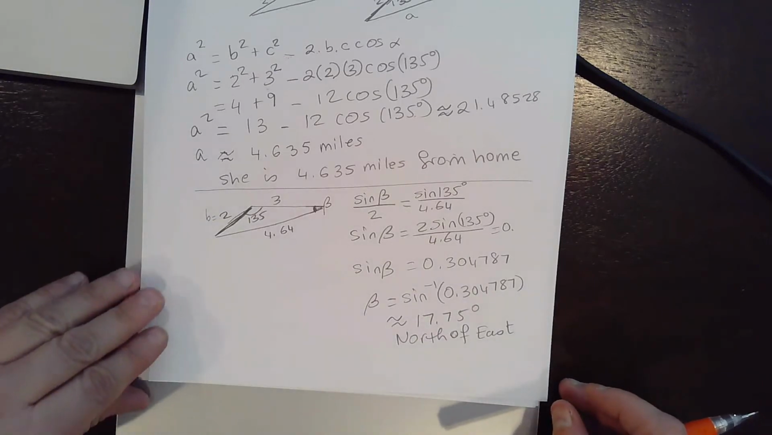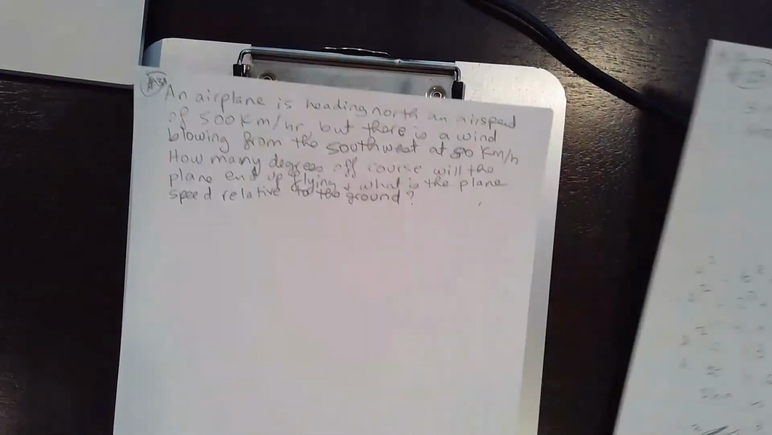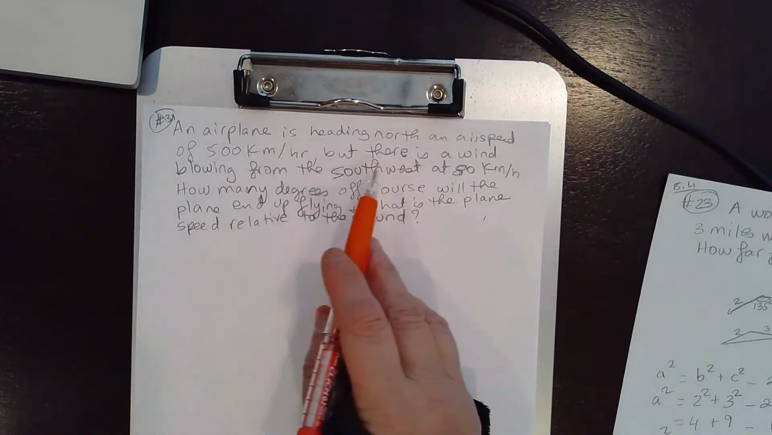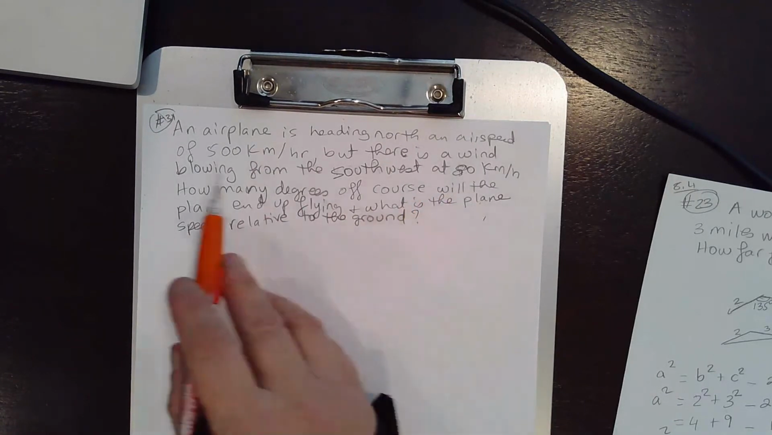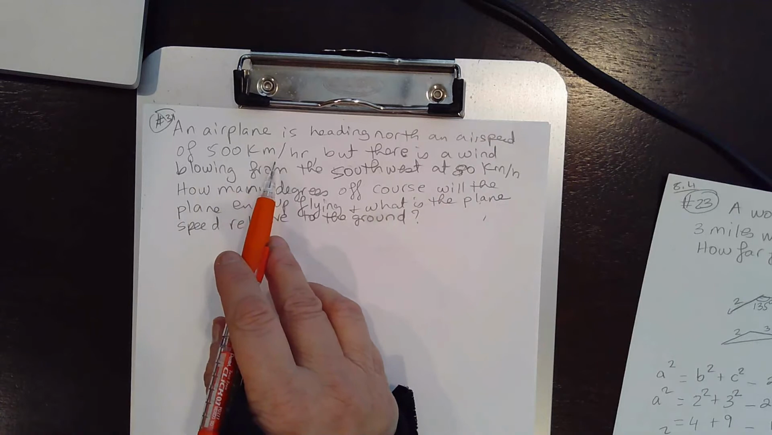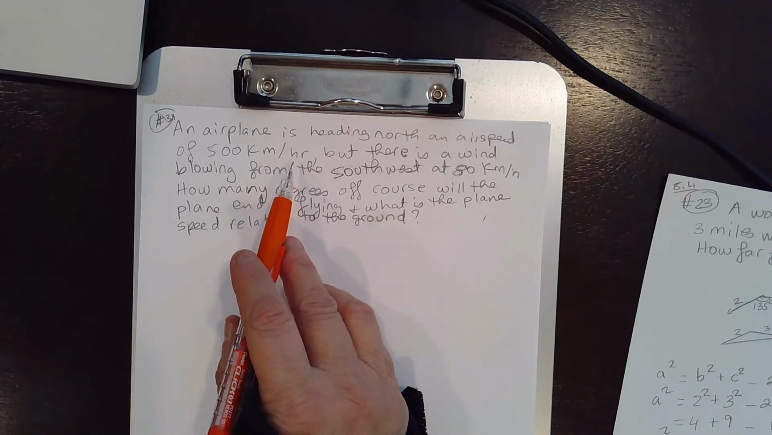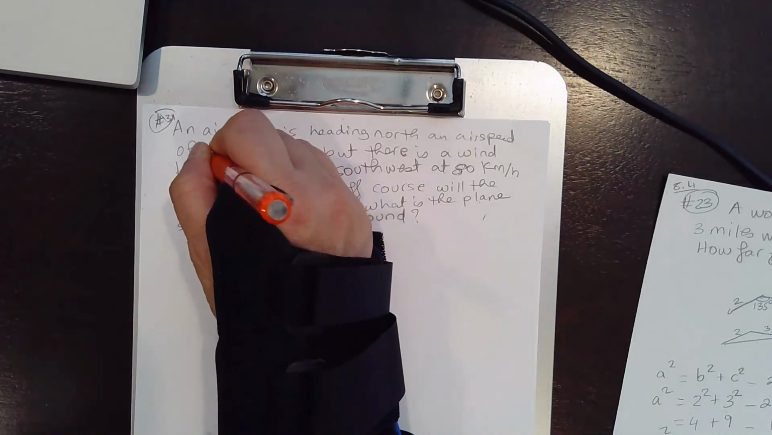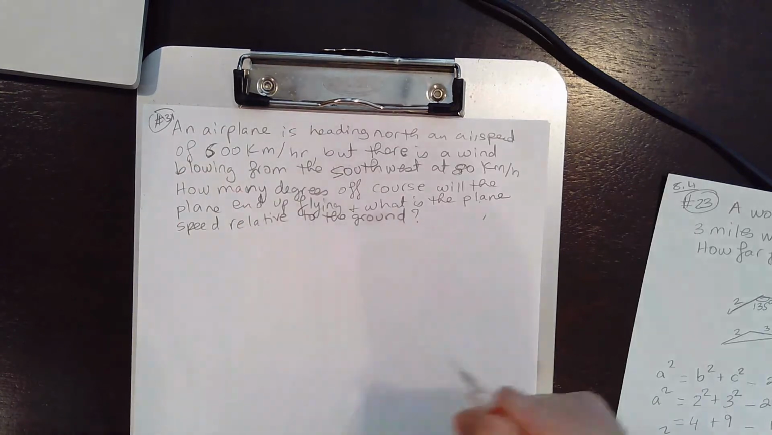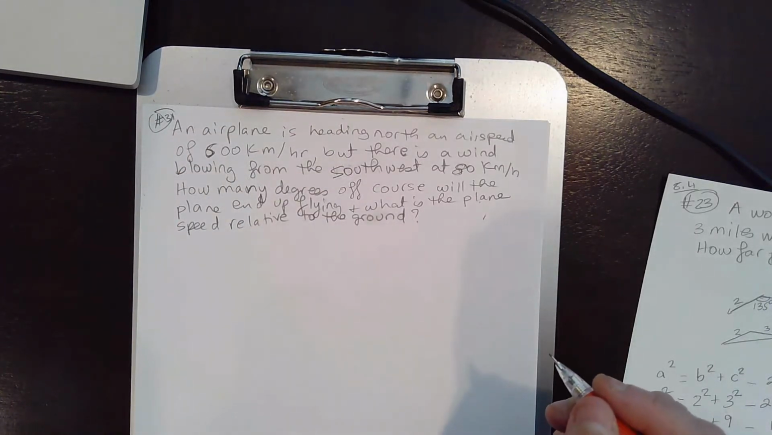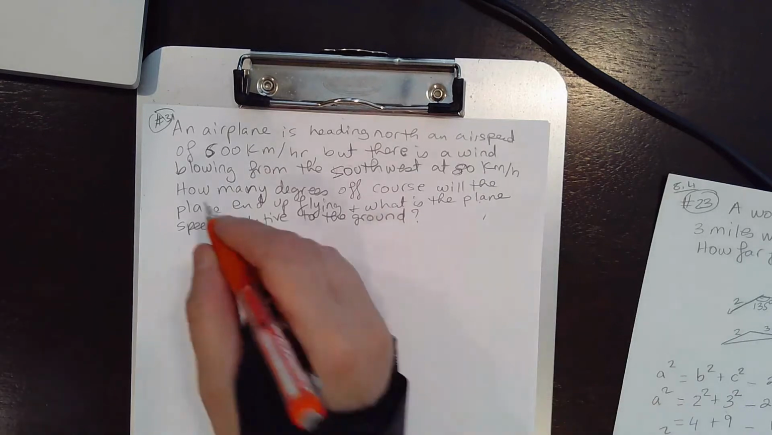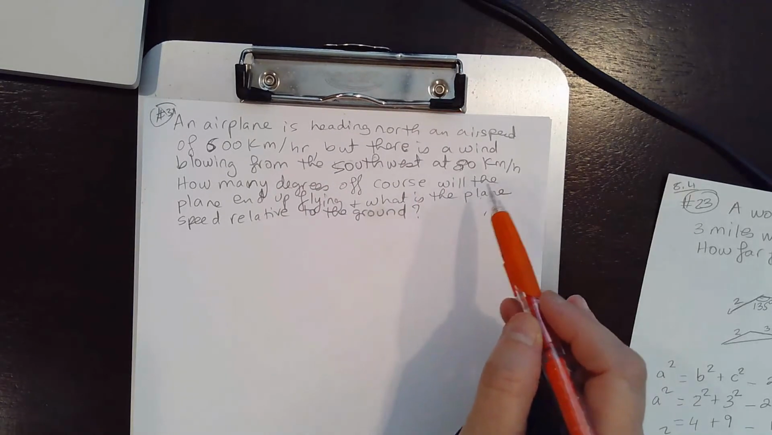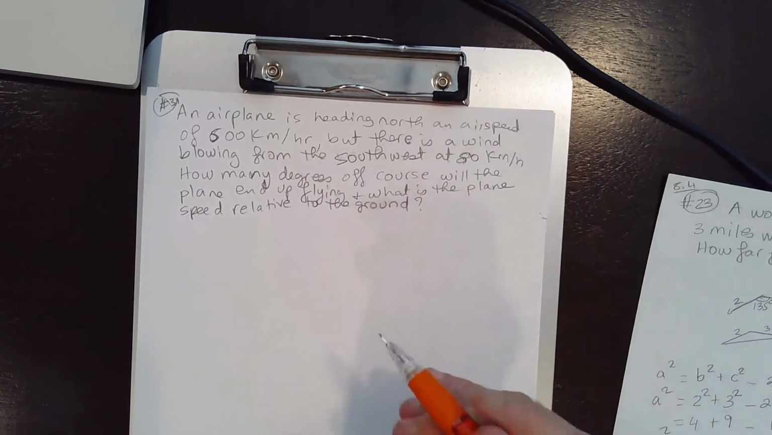So we're going to do one more problem. This is number 23. I wrote it down as number 31. Let's read this. An airplane is heading north at an airspeed of 500 kilometers per hour. Sorry, I'm looking at the book, it's 600 kilometers per hour. Let me double check. Yes, this is 600 kilometers per hour. But there is a wind blowing from the southwest at 80 kilometers per hour. Okay?